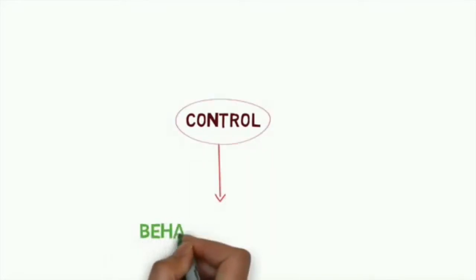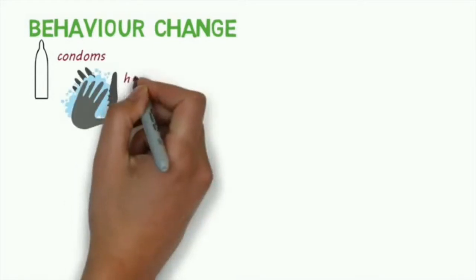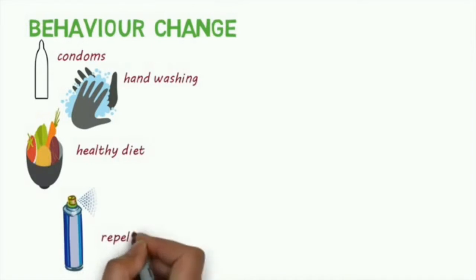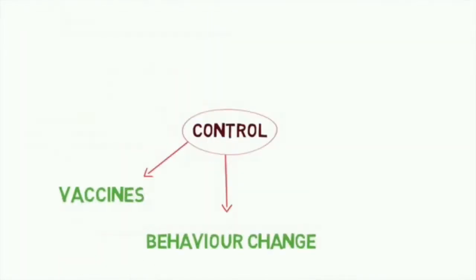Changing behavior can reduce or eliminate the risk of exposure to an infectious agent and prevent their spread. There are many different and sometimes simple health behaviors that can be adopted, including using condoms to eliminate or reduce the risk of sexually transmitted disease, regular hand washing, having a healthy diet, or using insect repellents. Behavior change is an important target of health promotion programs.